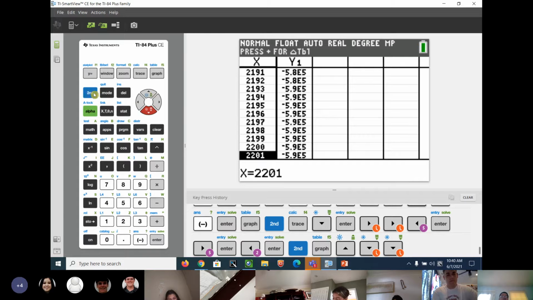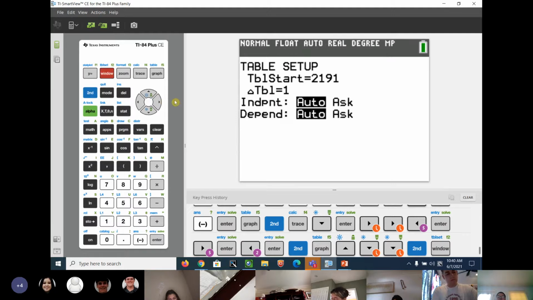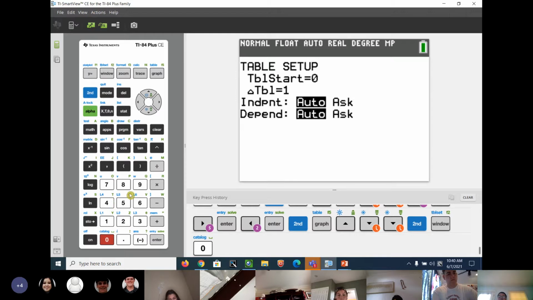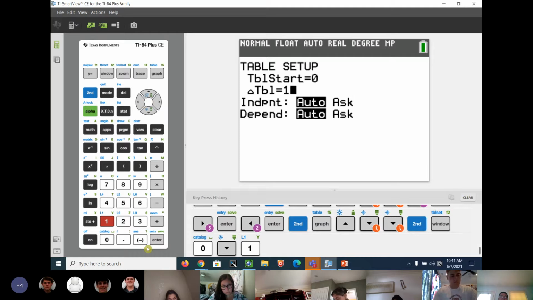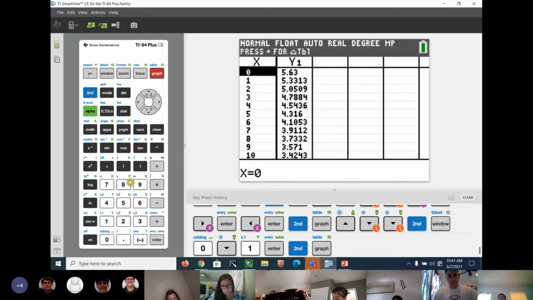Go to table set, which is second window, and don't start it there. Start it at 0, because all your numbers are going to be positive, because we're dealing with a word problem here. So hit enter. Make sure that's set on 1 and enter. And second table, and there's your numbers.